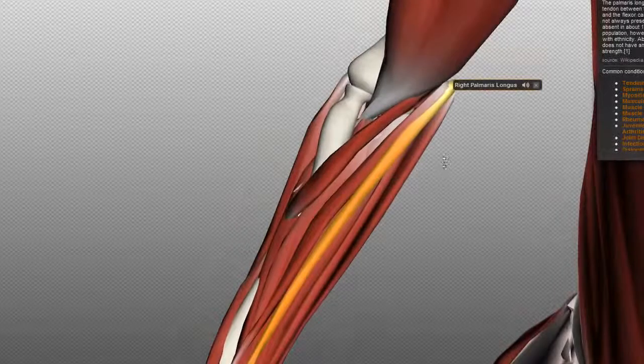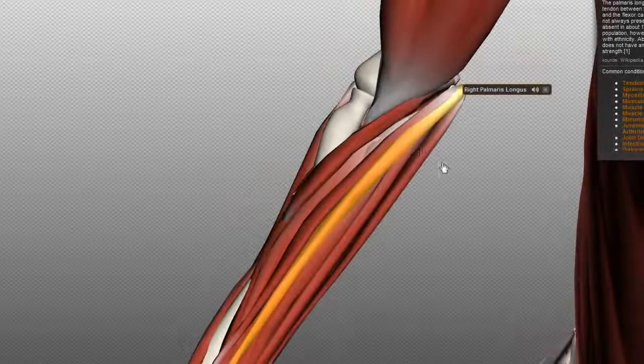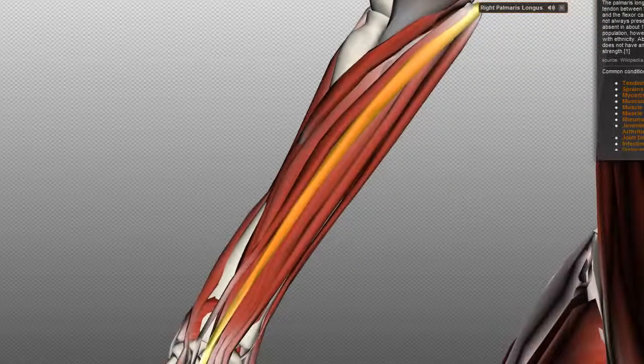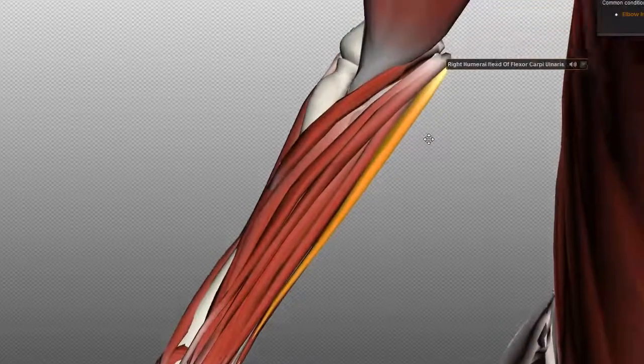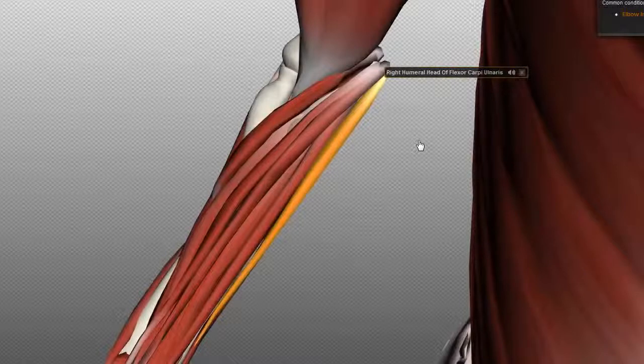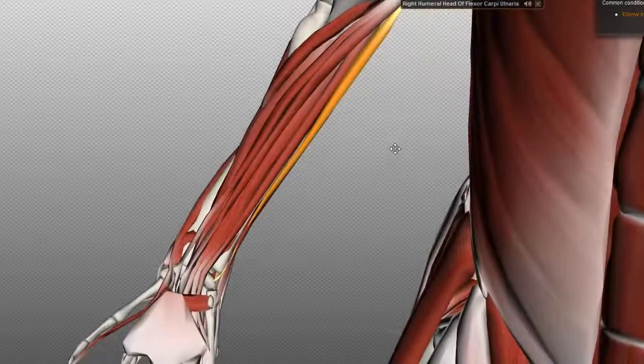So medial to the palmaris longus you've got this muscle called the flexor carpi ulnaris. So it's useful to try and think of what the words actually mean. So flexor obviously means it flexes, causes a flexing action at the wrist. Carpi is Latin, carpus means wrist, and ulnaris refers to the ulnar side. So it flexes the wrist at the ulnar side.